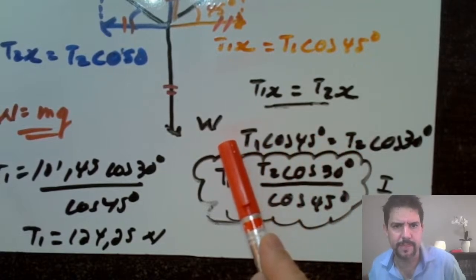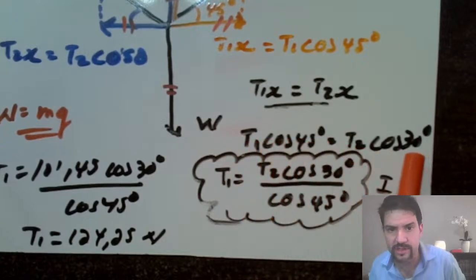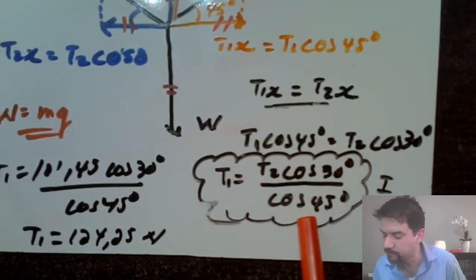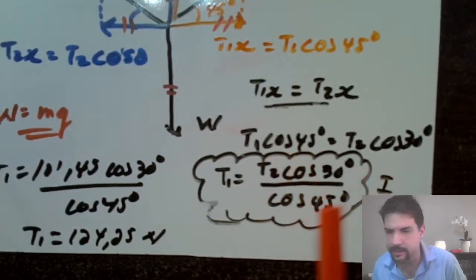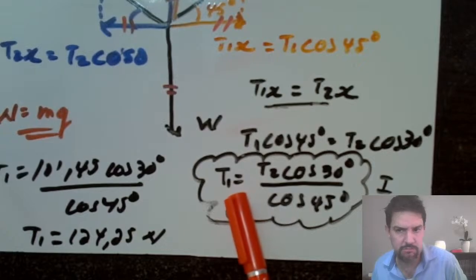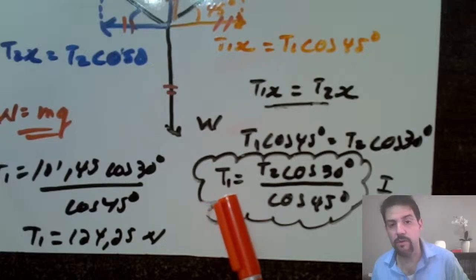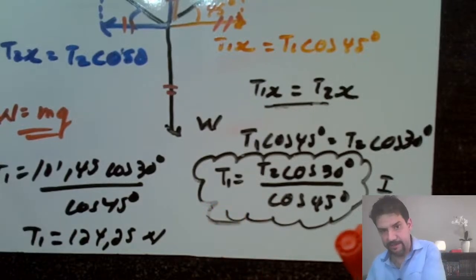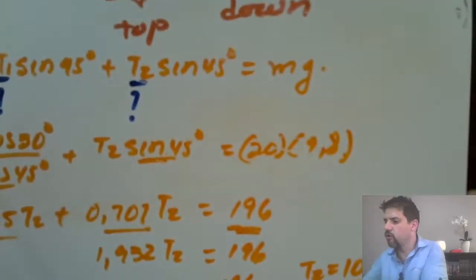It doesn't matter. So if you rearrange, you have T1 is equal to T2 cos 30 divided by cosine of 45. I move the cosine of 45 to the other side. So we have here now an equation for tension 1. Okay? Now, that is on the X-axis. We cannot do anything else. We have two unknowns. Let's go to the Y.